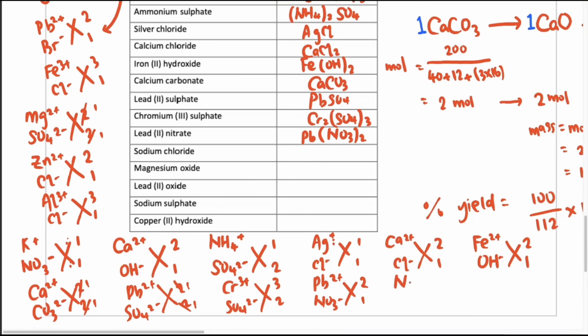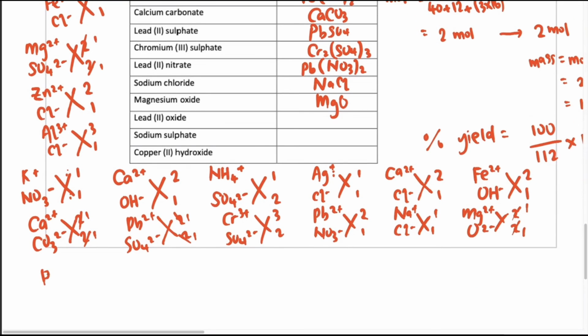Sodium chloride. Na plus, Cl minus, 1, 1. So NaCl. Magnesium oxide. Mg2 plus. It's just MgO. 2 simplify to 1, 1. MgO. Then lead 2 oxide. Pb2 plus, oxide 2 minus is 2, 2. Simplify it to 1, 1. So we have PbO.